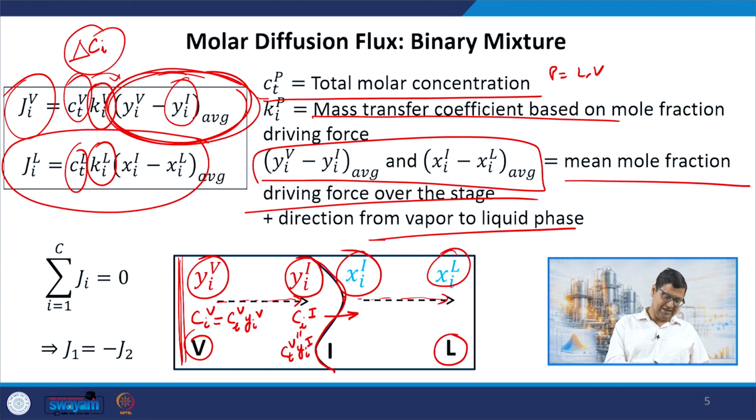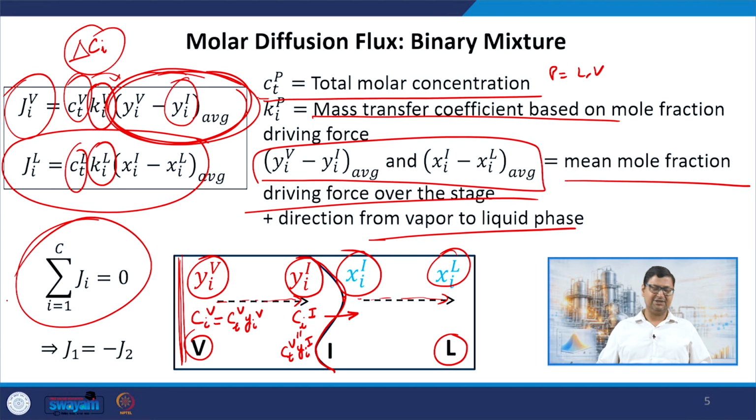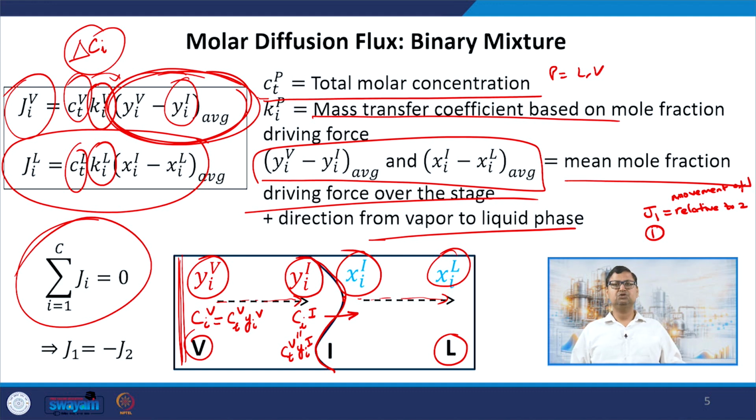And now finally, if I sum up all these J's, since J is anyway a relative flux of component i with respect to the other, they should sum up to 0, right? So for example, for 1, J1 is relative to species 2, that is the movement or transfer of 1 relative to 2.